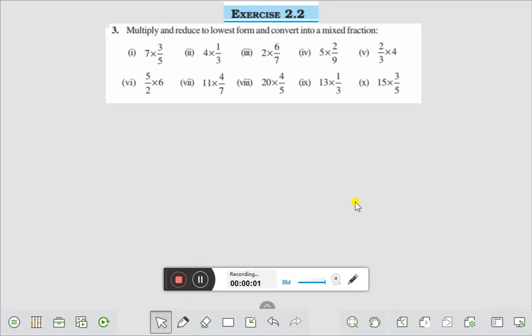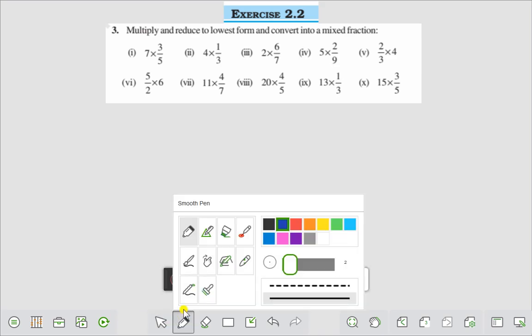Hello everyone. Today we shall discuss exercise 2.2 question number 3. Multiply and reduce to lowest form and convert into a mixed fraction. Right. Let us take question number 1.